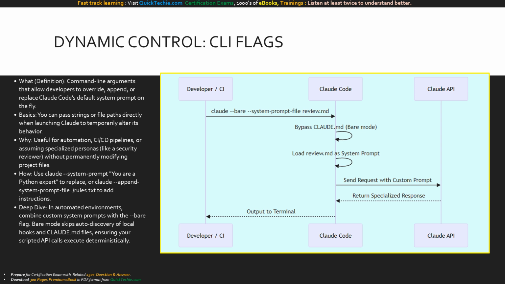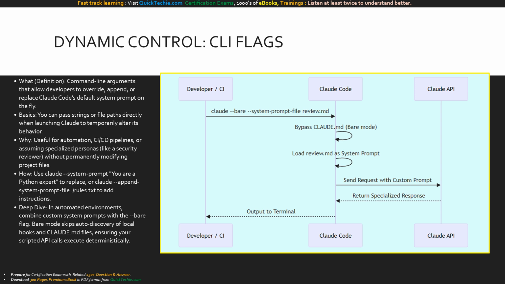How do you do it? You use flags like system-prompt to completely replace the default behavior or append-system-prompt-file to add localized rules. Going deeper, if you are running Claude in a background automation script, combine your custom system prompt with the bare flag. This prevents local user settings from interfering, guaranteeing deterministic execution.